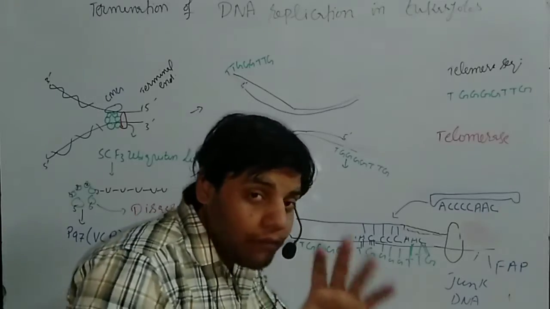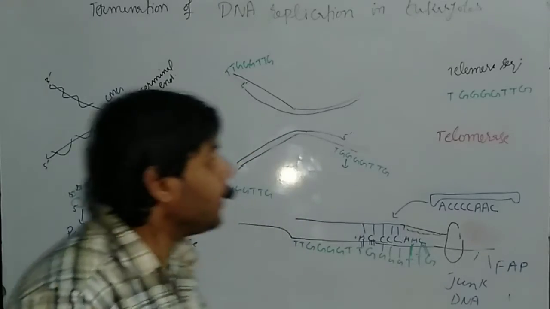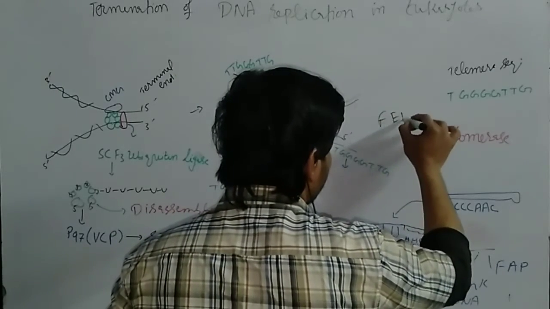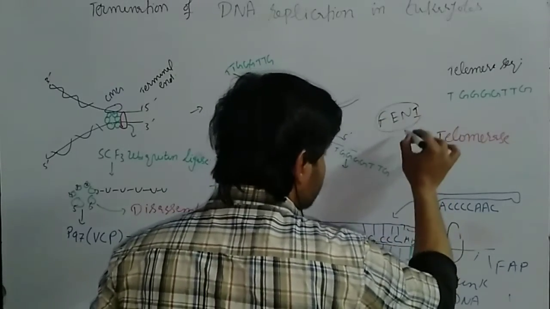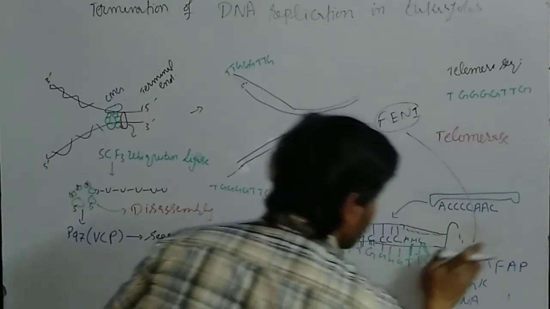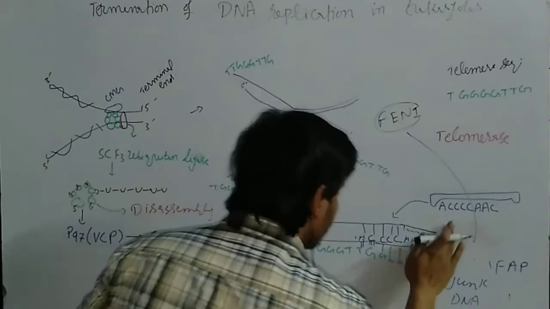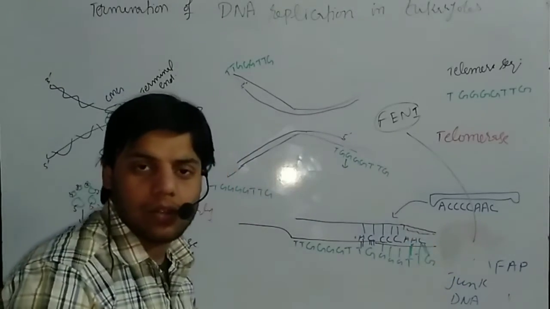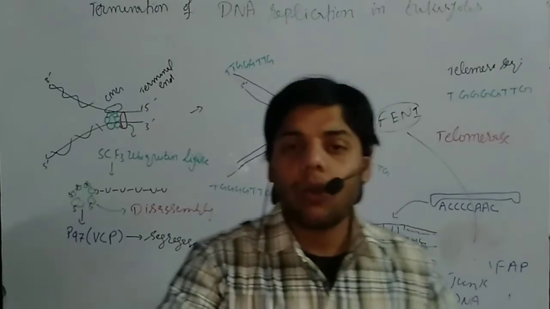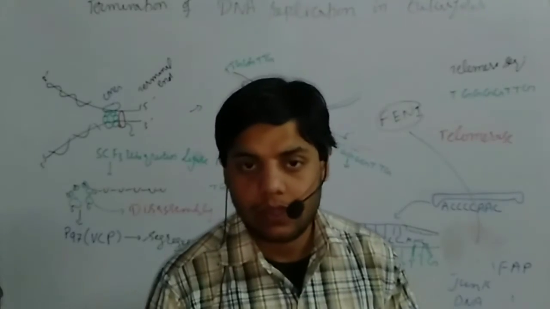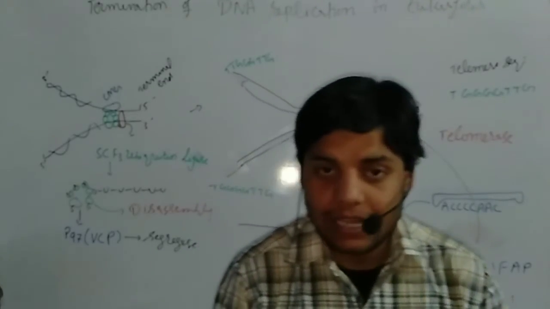Okay. After that, the Fen1 enzyme usually comes and removes this one area. So this one area will be removed. So we have just the DNA strand just like that. And that's how the terminal end is also synthesized.